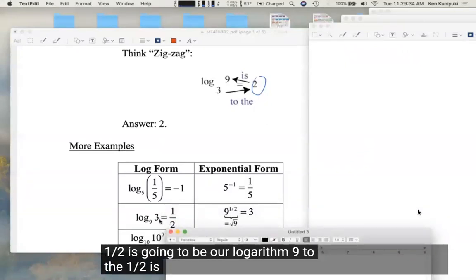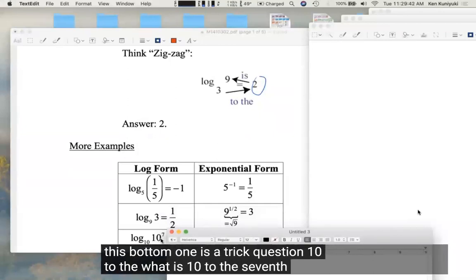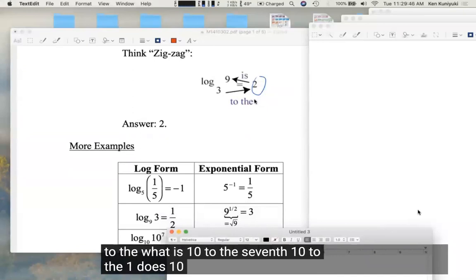Nine to the 1/2 is 3. The square root of 9 is 3. This bottom one is a trick question. 10 to the what is 10 to the 7th? 10 to the 1 is 10 to the 7th? Let's take a look at that.